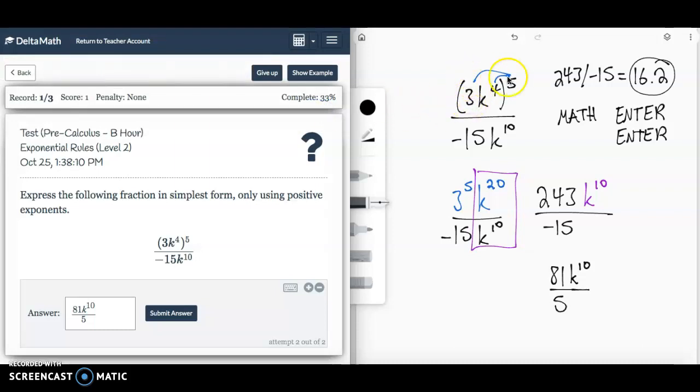So let's see, 3 to the 5th is indeed 243. K to the 4th to the 5th is in fact k to the 20th over k to, oh, I forgot it's negative. Oh my goodness, you guys, that's an easy fix. All right, 243 divided by negative 15 would give me a negative 81 over 5, just like it should give me a negative 16.2. Goodness gracious.